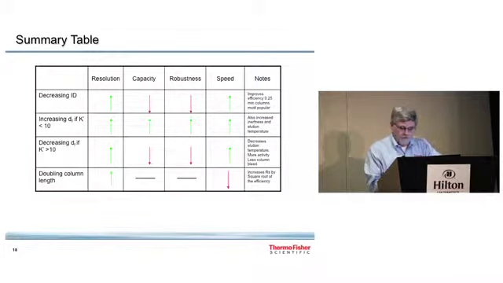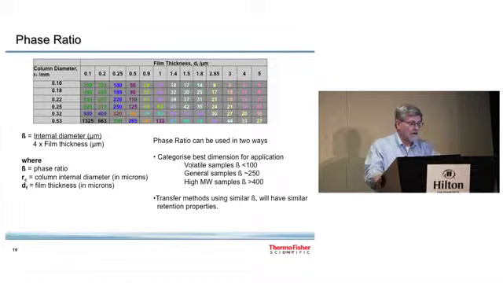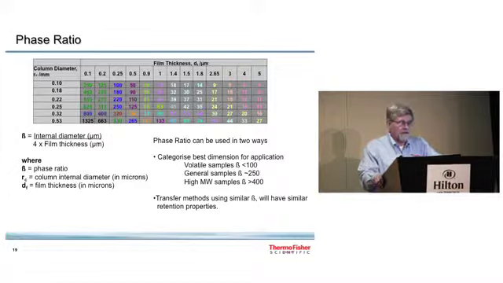There's one other thing I want to show you before we finish. Here is a table of phase ratio. What this does is, if you want to change the length of your column or the diameter of your column or your film thickness, you can use this table to keep the same retention times. So if you use this calculation and find on this table similar phase ratio results, you can change your column and still not change your method because your retention time should be very close to being the same.